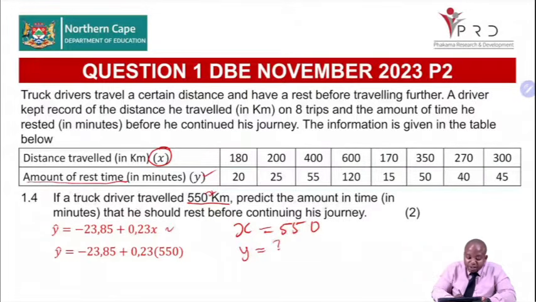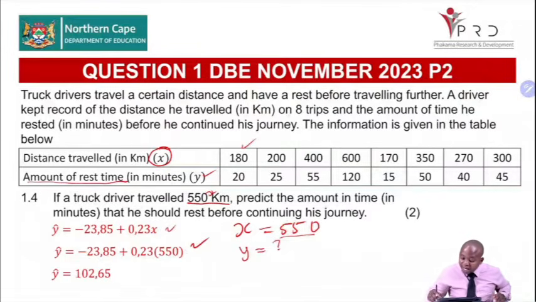In the least squares regression line that I found in the previous question, I will substitute X as 550. Where X is, I'm going to place 550. Then to find my Y, place everything in a calculator. My Y is equal to 102.65 minutes in this case. As you can see, we were predicting within our range because the lowest value is 180 and the highest value was 600. So we were predicting within, so this was interpolation, and our Y is interpolated at 102.65.